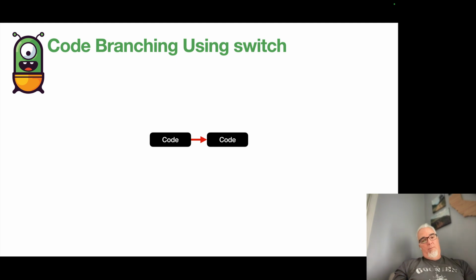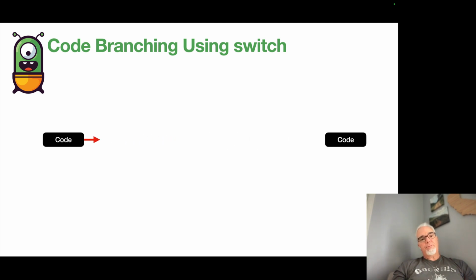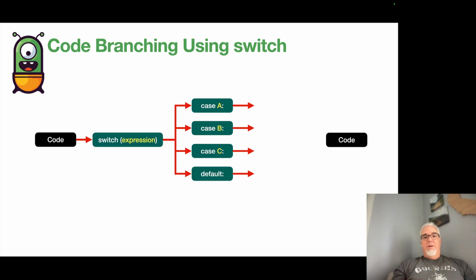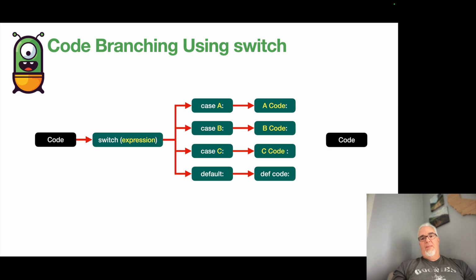So let's take a look at that in more of a visual way. We have our code, just normal, one line executes and the other line executes. In this case, I'm going left to right. But if our starting code has a switch branch added to it, then we evaluate the expression. If the expression is equal to case A, case B, case C, or none of the above, then the subsequent lines of code will be run. So the A code could be run, B code, the C code, or whatever the default code is. And then after that, the branches rejoin and the code continues on.